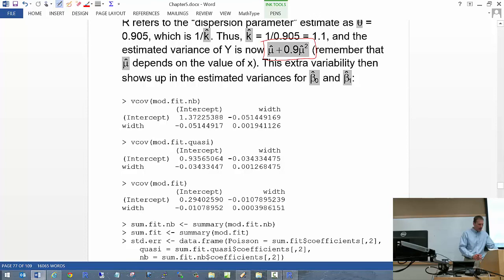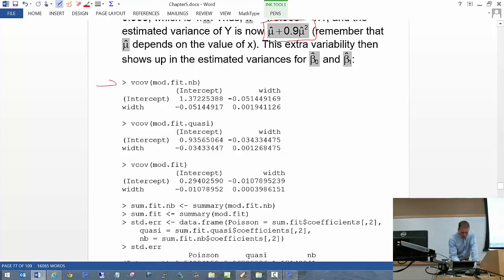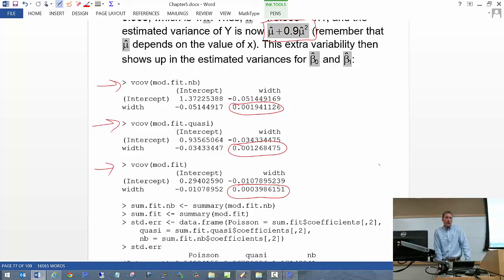How about we do some comparisons between the different models? So what I did was I decided to print off the estimated covariance matrix from the regular Poisson, from the quasi-Poisson, and now from the negative binomial. Focus on the variance for beta hat 1. Notice how both quasi-Poisson and negative binomial have larger variances than what the regular Poisson gave us. And it just so happened in this particular case, the negative binomial is greater than the quasi. That's not always going to happen. It just did here.